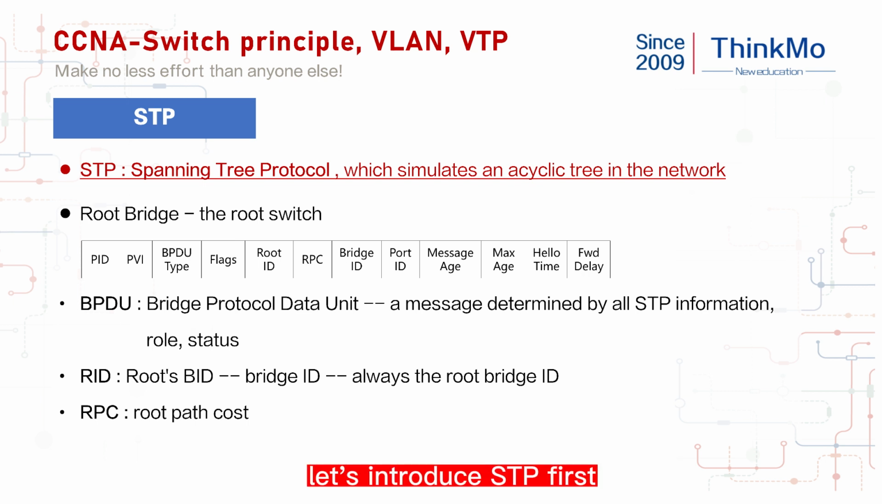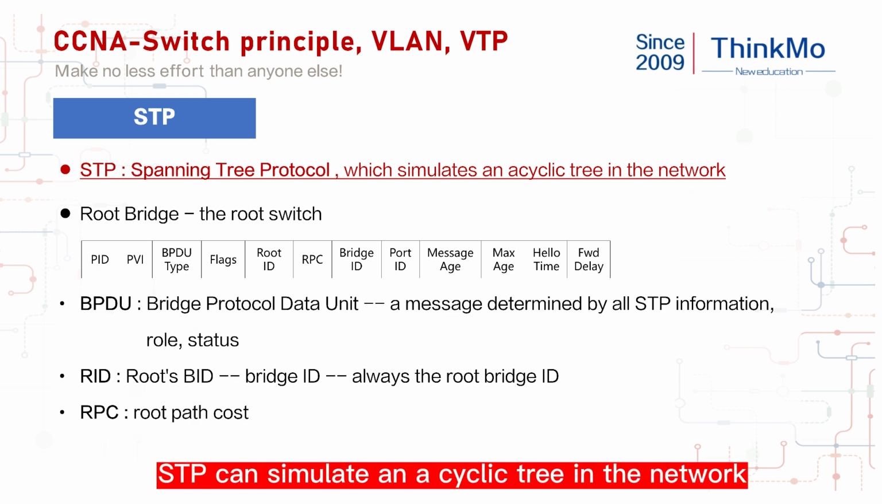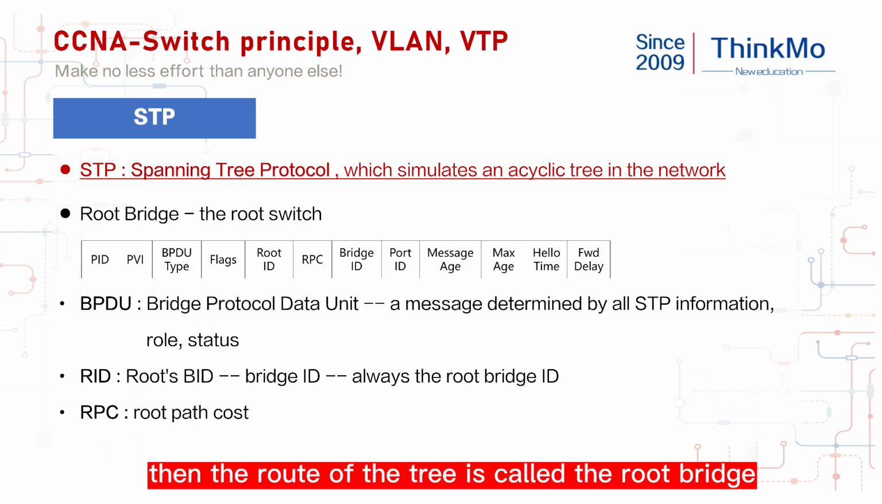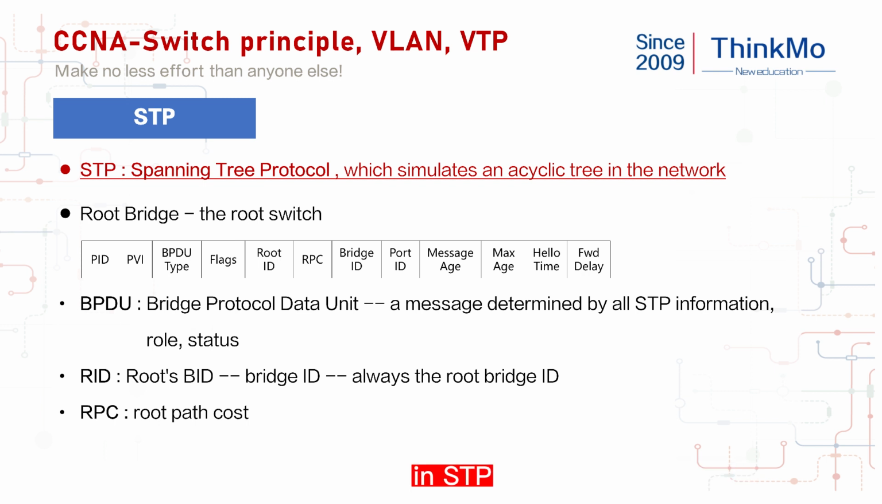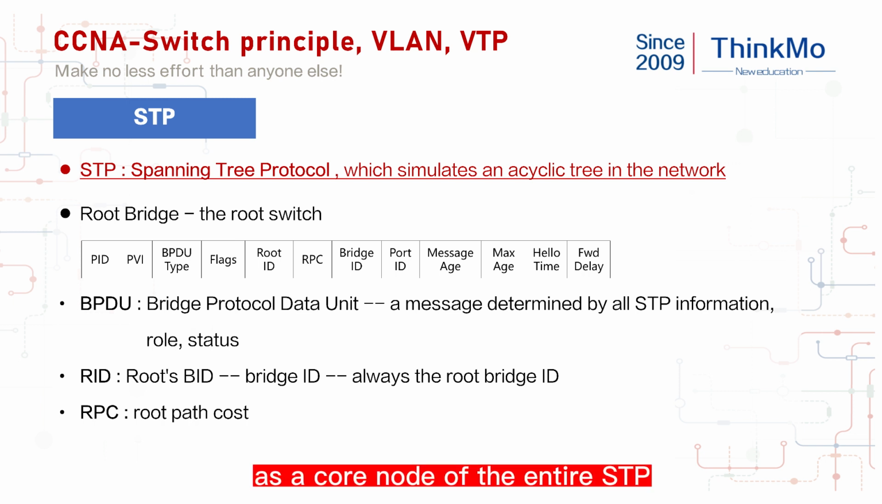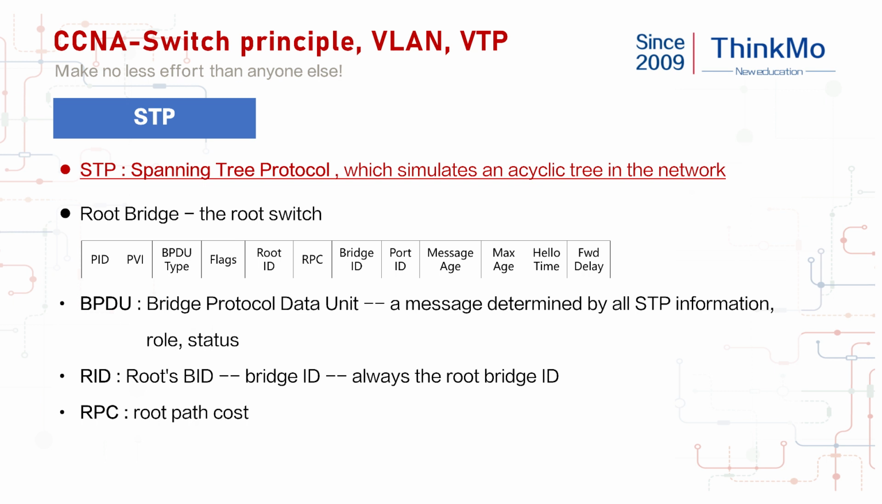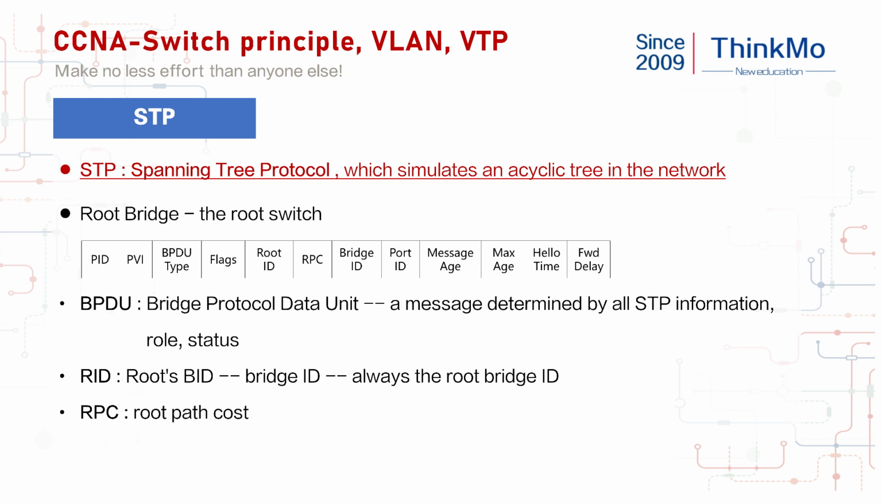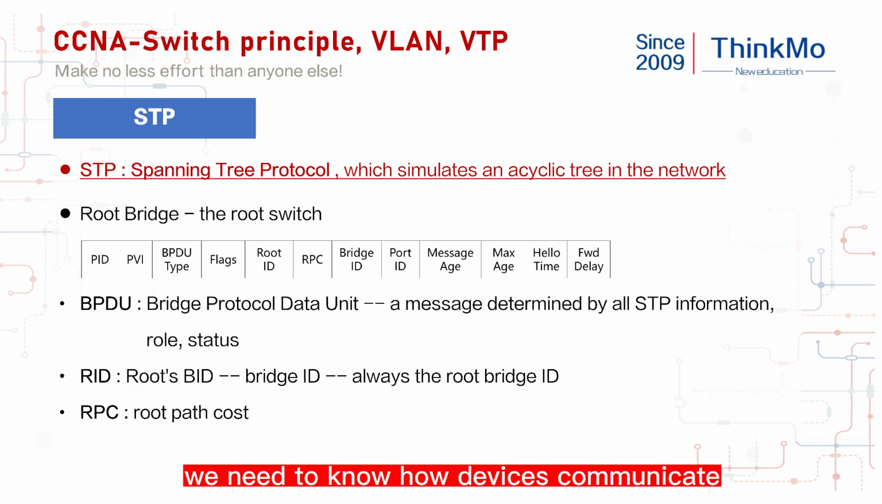Let's introduce STP first. STP can simulate an acyclic tree in the network. It will have a sequence problem. A tree must first have a root. Then the root of the tree is called the root bridge in STP. Bridge means switch. The root bridge is the root switch, as the core node of the entire STP. In an environment, which device is the root device? Which device is the root bridge? We need to know how devices communicate.